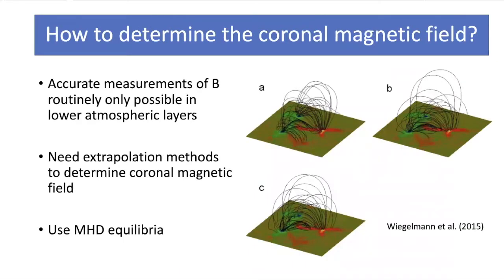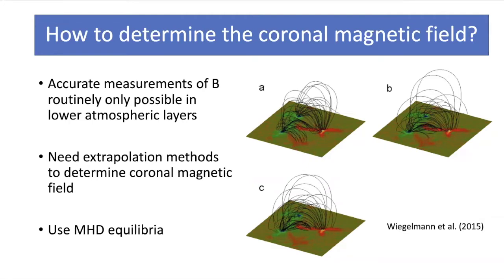Okay, so how would we determine the coronal magnetic field? And while methods are being developed to measure the magnetic field directly in the corona, which is difficult, accurate measurements of the B vector are still routinely only possible in the lower atmospheric layers. So we're still relying on extrapolation methods to determine coronal magnetic field models from mainly photospheric, now sometimes chromospheric observations. And to do that, we use MHD equilibria. So that links to the title of my talk.